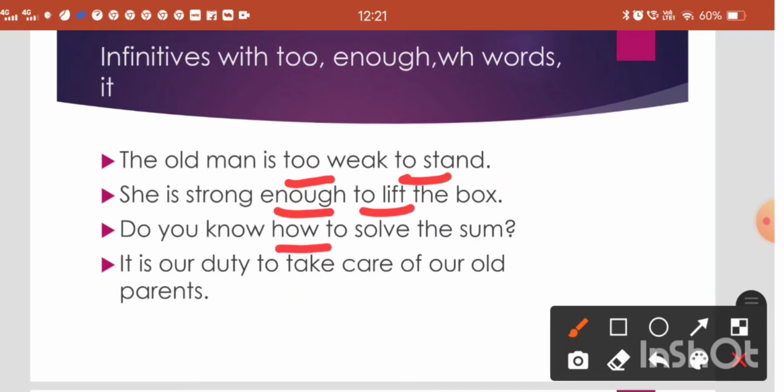Do you know how to solve? To solve, infinitive, and question word, WH word, how is used here. It is our duty to take care of our old parents. So, it is used with dummy word, dummy pronoun, it. And we can also say the same sentence in this way: to take care of our old parents is our duty.